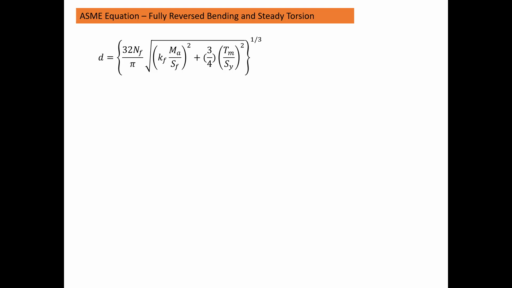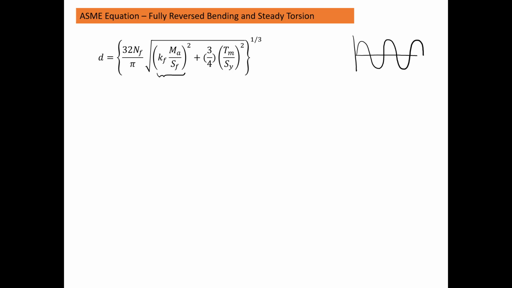And we'll use the ASME equation, which is equal to this form that we see here. This form actually combines the fluctuating torsion, so we see it here, it's the fatigue stress concentration factor, Kf, times the alternating portion, the alternating part of the moment.